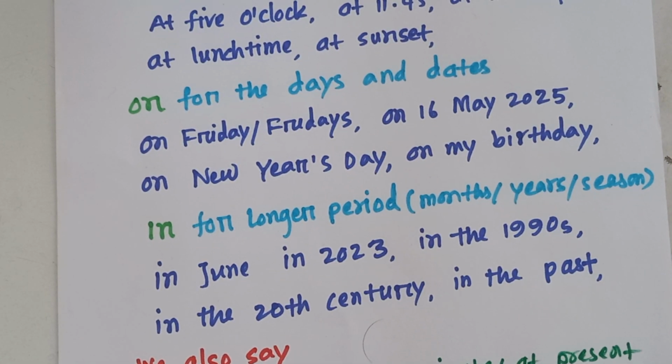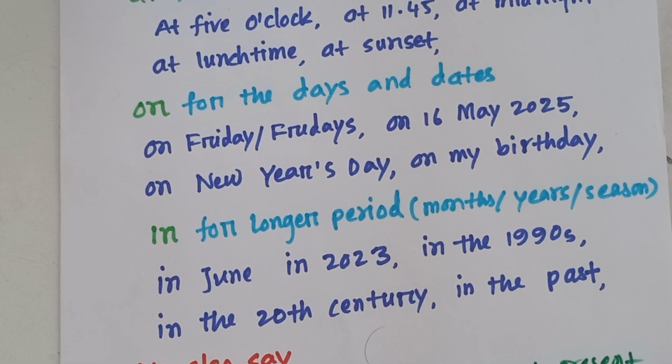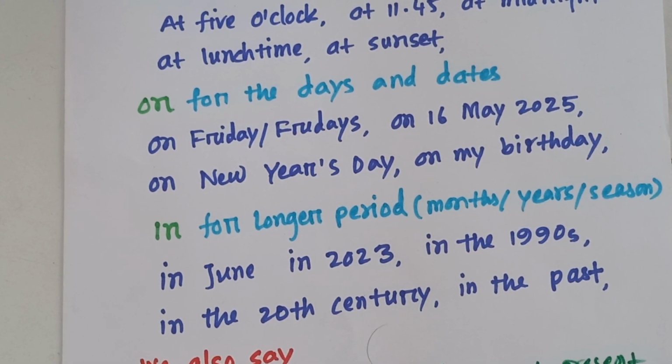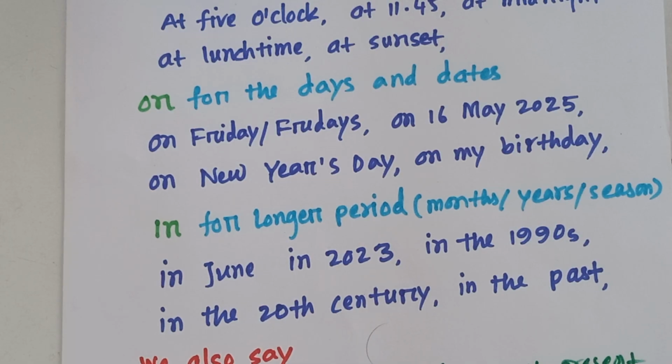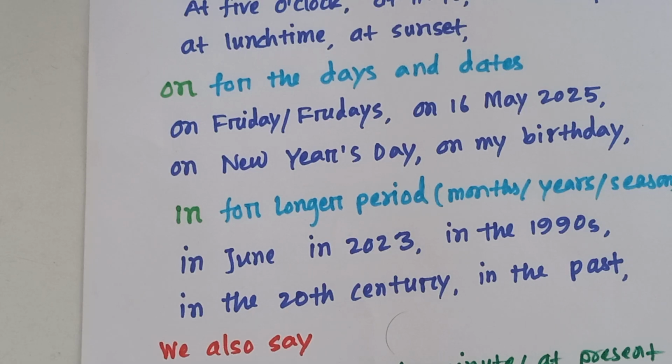We use in for longer periods of time, for example, months, years, or seasons. There are 12 months in a year, so a month, year, and season are longer times, so we use in before these times. For example, in June, in 2023, in 1990, in the 20th century. It can be the 18th century or 21st century, any other century in the past. We use in before months, years, or seasons.